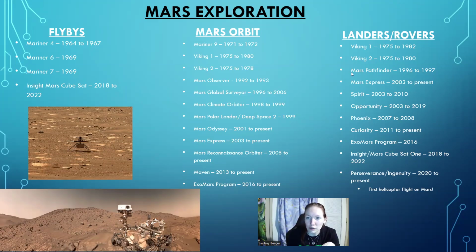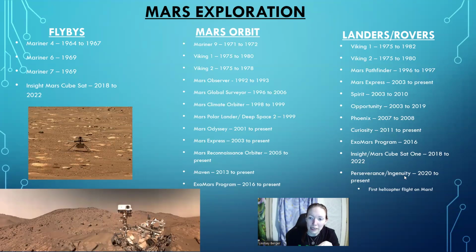And then if you look at landers and rovers, going back to the 70s, we had some really cool ones like Pathfinder, Spirit, and Opportunity. I remember when Opportunity went offline in 2019. I was so sad. Curiosity is currently active. It's one of the major ones out there. And Perseverance is the most recent one we sent there. It's part of the Mars 2020 project.